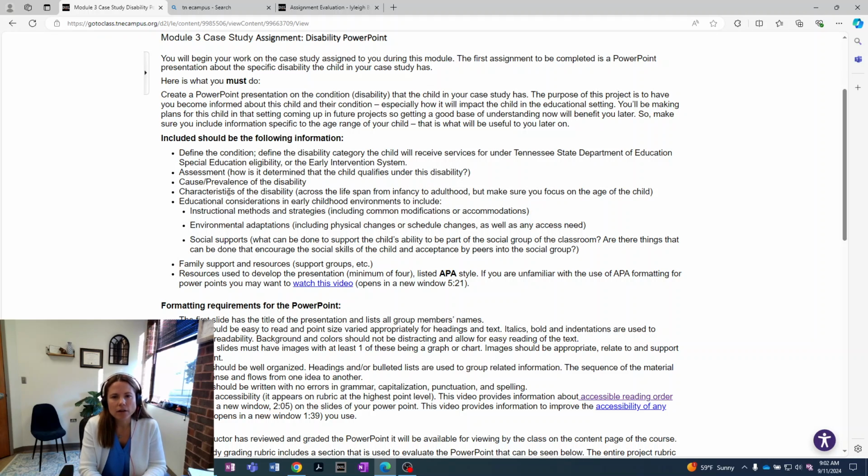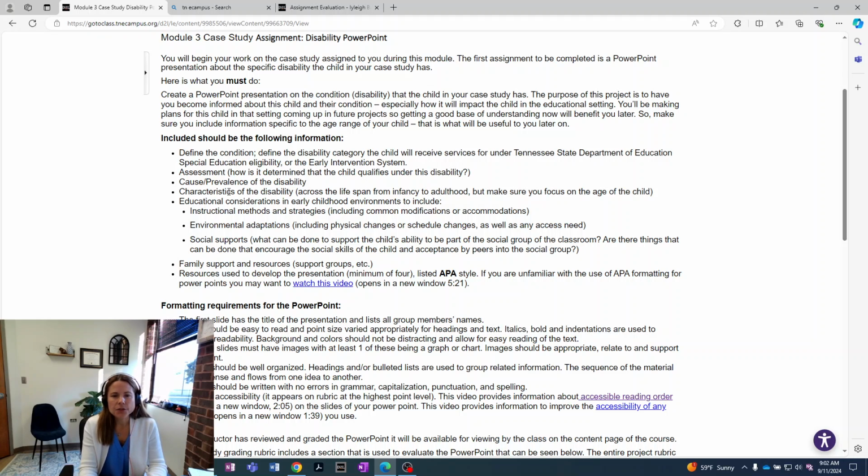Then we're going to look at the cause and prevalence of the disability, right? So what was the cause of this? Was it genetic? Did something happen? Was there an accident? What were the causes? Then we're going to look at their lifespan, specifically the different characteristics you'll see with this disability. And I really want you to hone in and focus on the age that child is now.